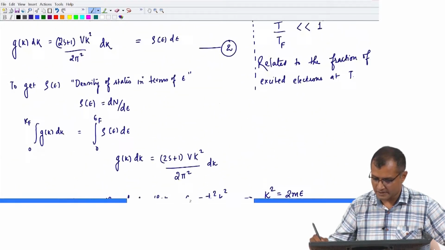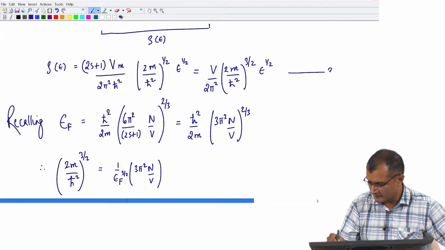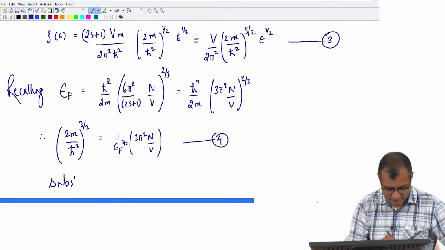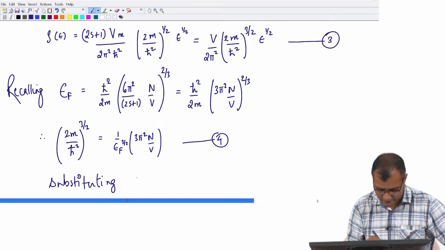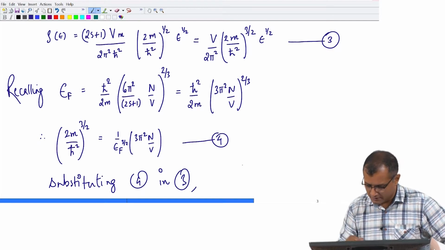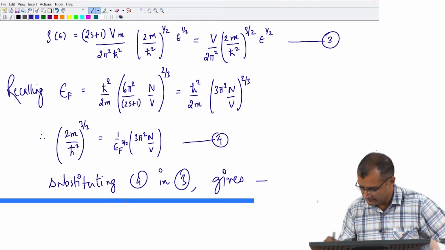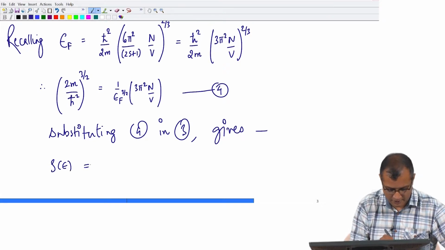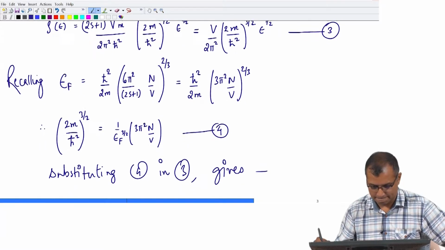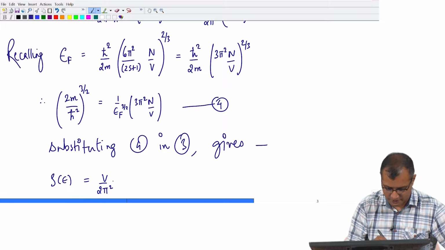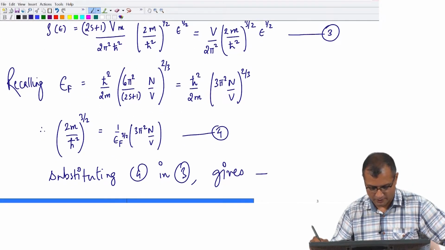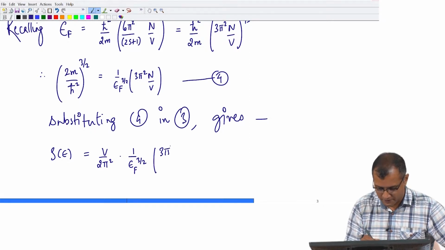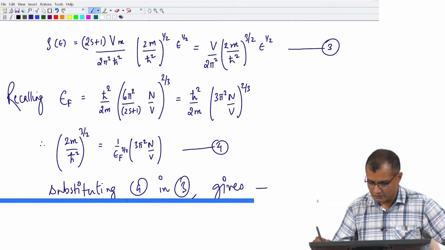So, let us call the density of states expression as equation 3, and let us call this as equation 4, and substituting 4 in 3 gives us, I can write down my density of states as V upon 2 pi square and into 1 upon EF to the power 3 half into 3 pi square n by V into E raised to half.